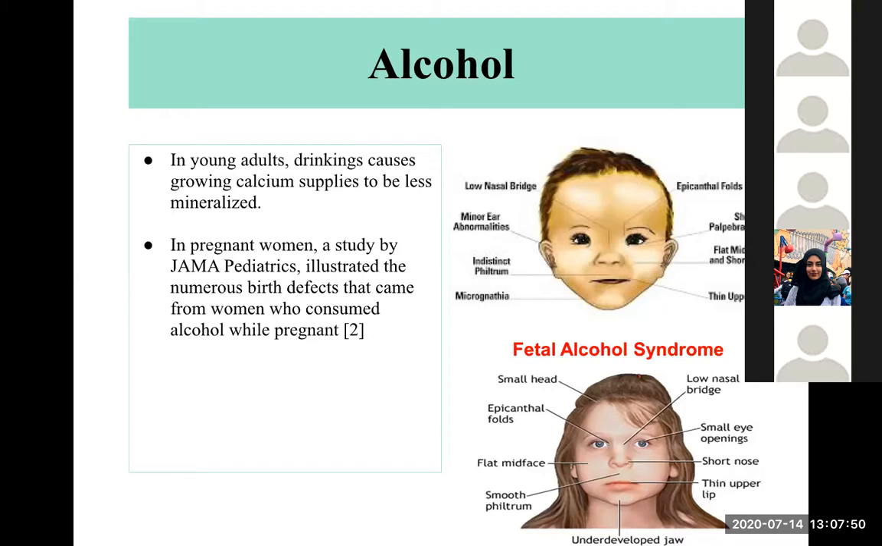And in pregnant women, a study was done by JAMA Pediatrics, and it illustrated the numerous birth defects that come from when women drink alcohol during their pregnancy. And so you can kind of see in these illustrations, it causes a lot of problems in the facial development of a fetus. So they usually have smaller foreheads, lower bridges in their nose, an underdeveloped jaw, flat faces, and their nose bridge is a little different. And so you don't see it usually when you first meet the person, but usually doctors know when a woman was drinking during their pregnancy because it illustrates in the facial features of the child.